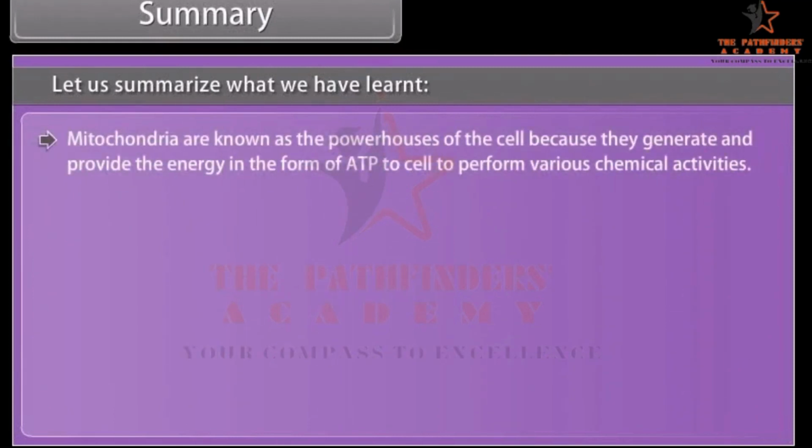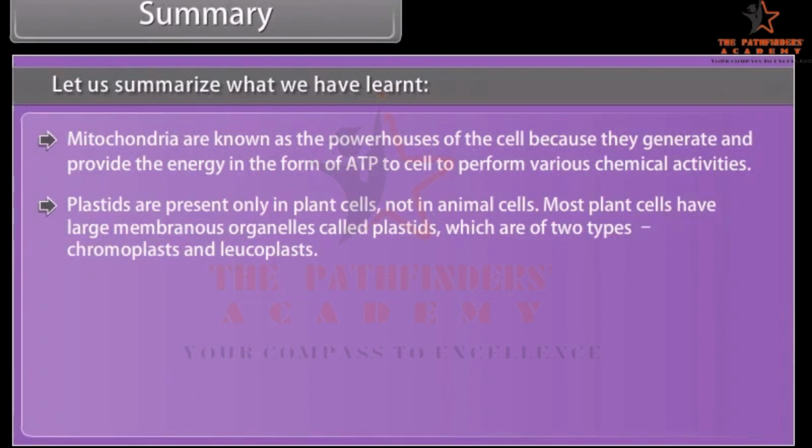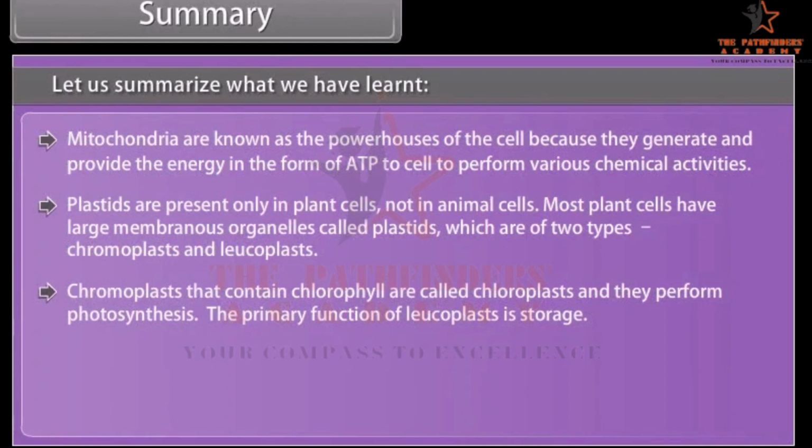Mitochondria are known as the powerhouses of the cell because they generate and provide energy in the form of ATP to the cell to perform various chemical activities. Plastids are present only in plant cells, not in animal cells. Most plant cells have large membranous organelles called plastids, which are of two types: chromoplasts and leucoplasts. Chromoplasts that contain chlorophyll are called chloroplasts, and they perform photosynthesis. The primary function of leucoplasts is storage.